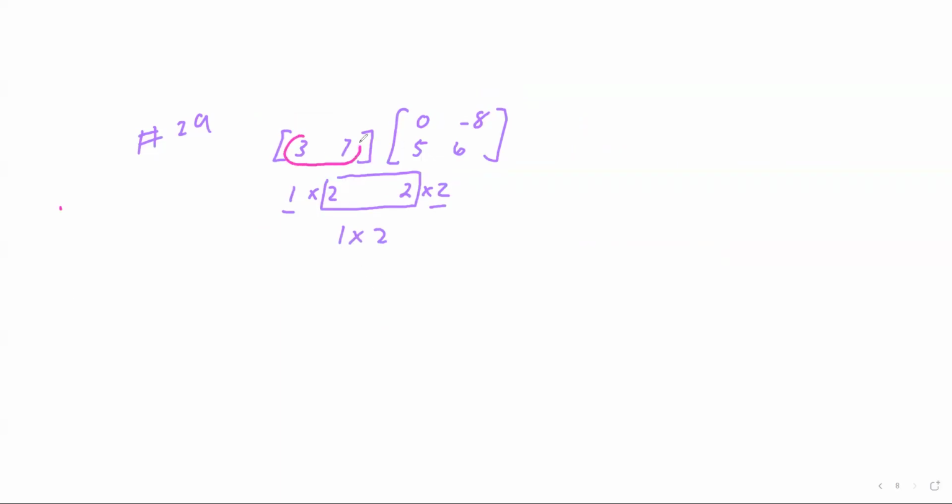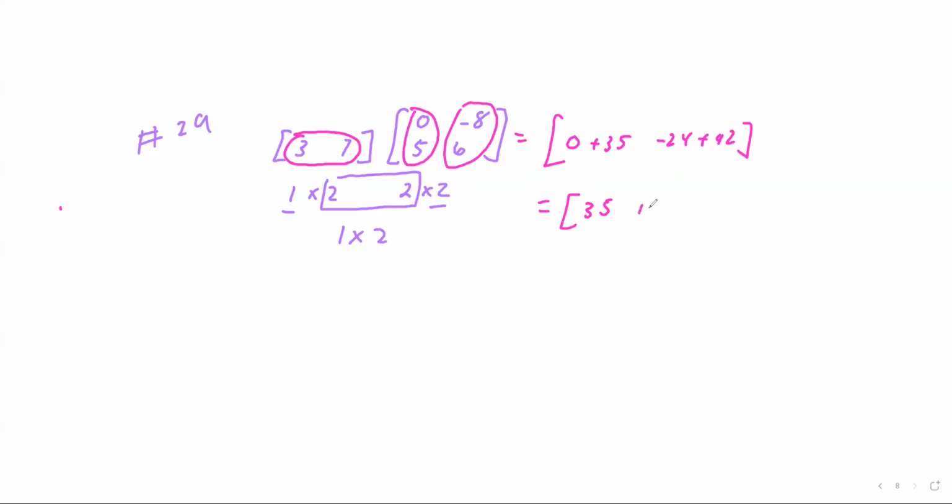So this is my row times column. So 3 times 0 is 0. 7 times 5 is 35. And then row times column again. So 3 times -8 is -24. 7 times 6 is 42. So in this case, this would give me 35. And then -24 plus 42 gives you 18. All right. So let's do another one.